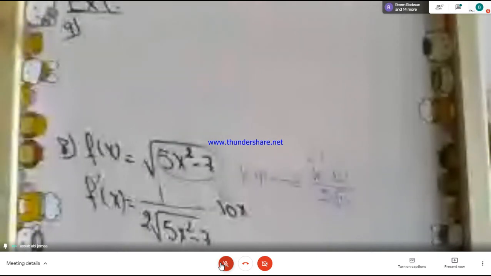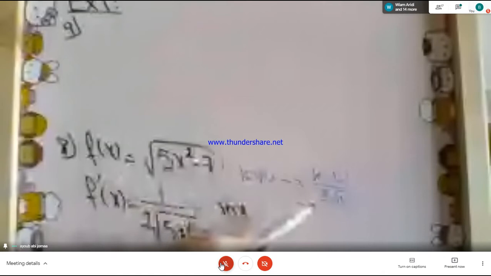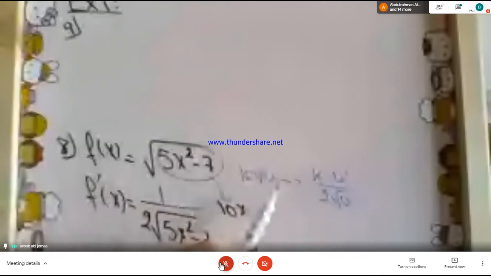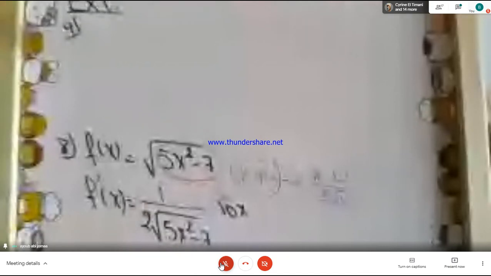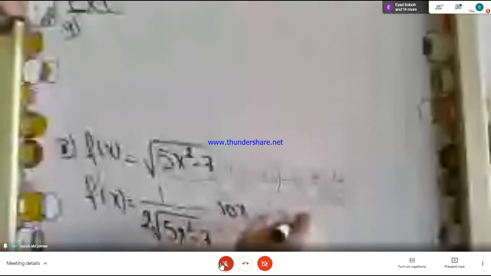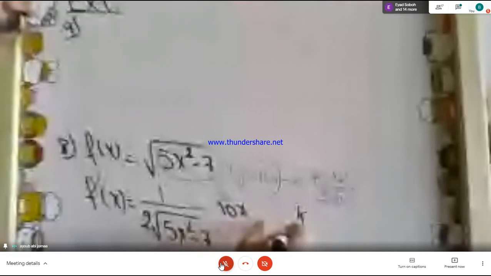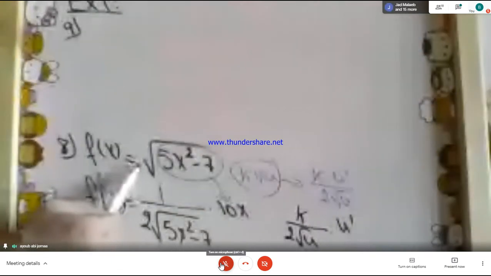How did it become 1 over 2 radical 5x squared minus 7 times 10x? This is the rule: the derivative of k radical u is k u prime over 2 radical u. What is k here? Or you can write it in a different way: k over 2 radical u times u prime. They are equivalent.